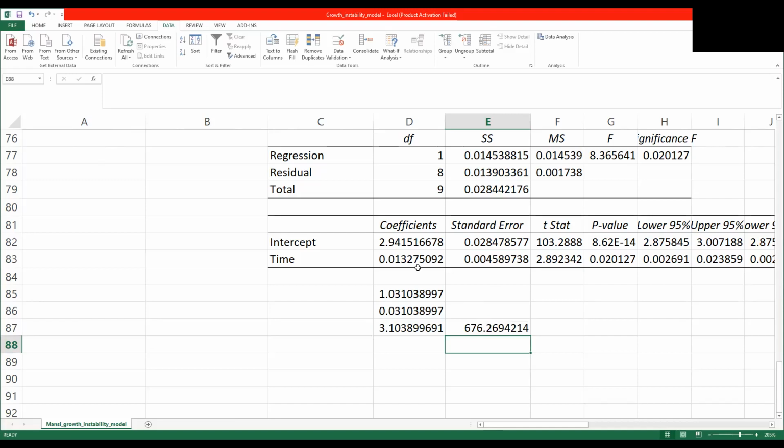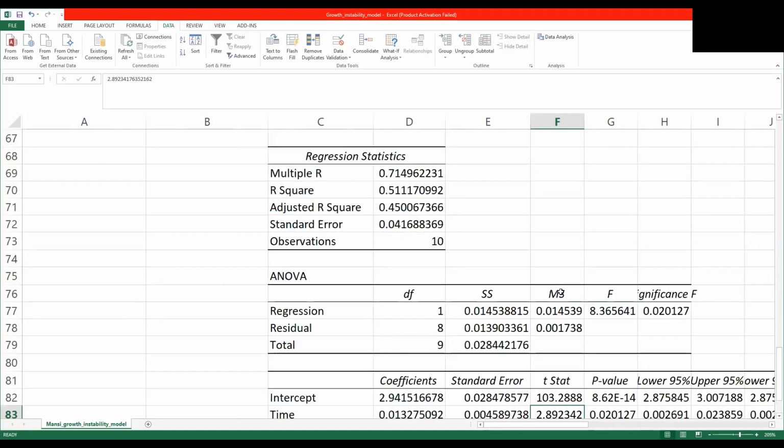Or simply we can use this coefficient. What we can do is 0.13 divided by 0.04. You see what we're getting? The t stat.